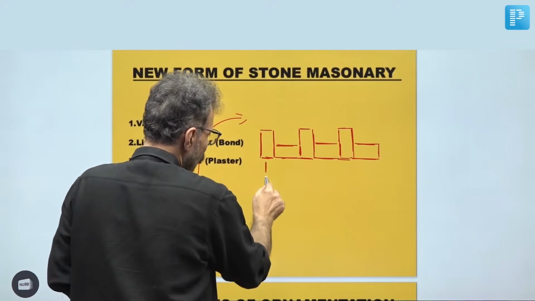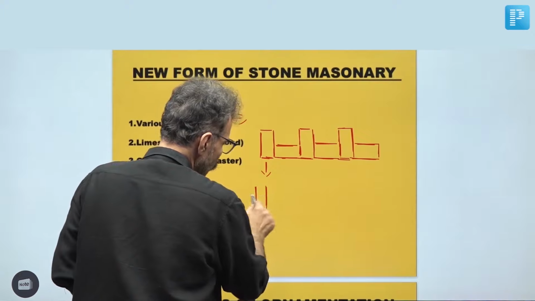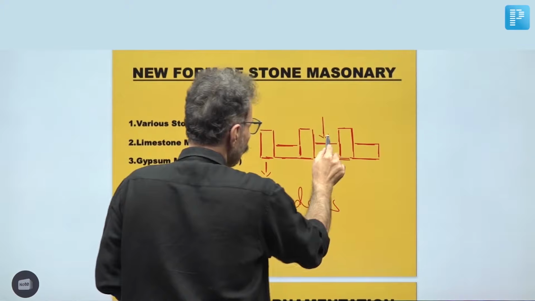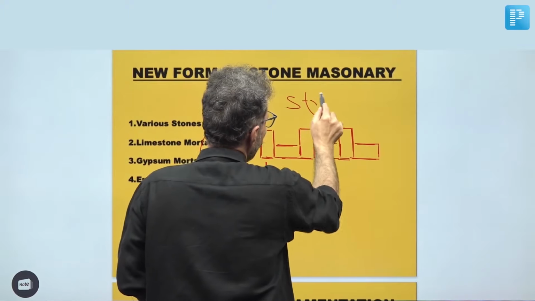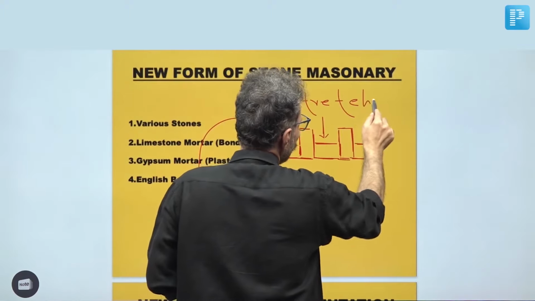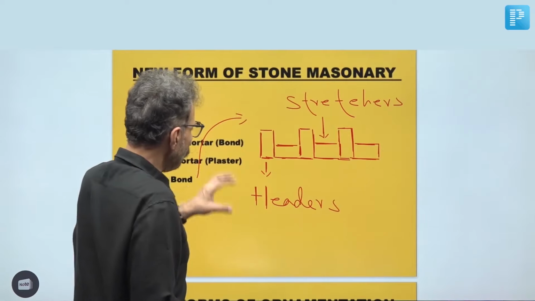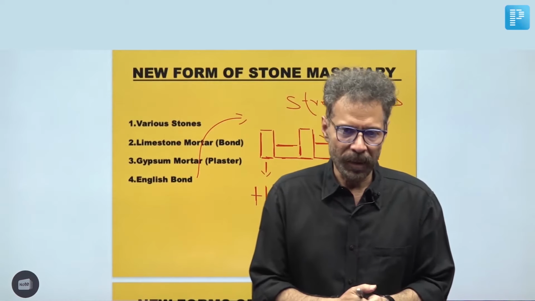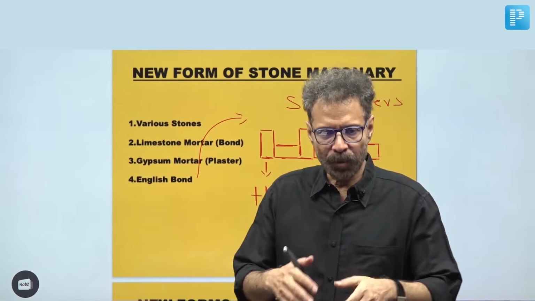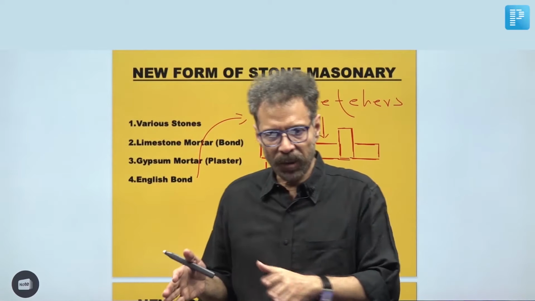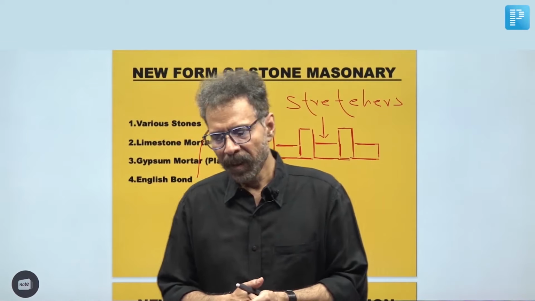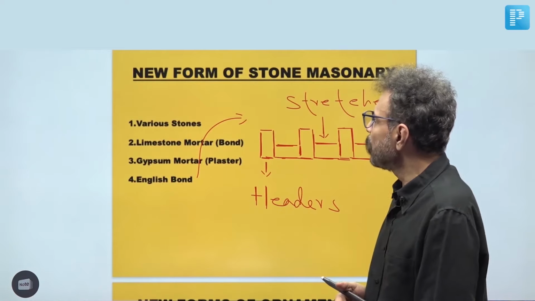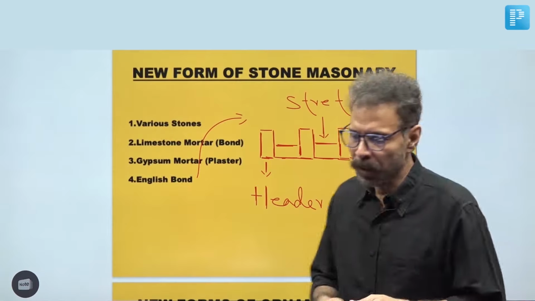This placement is known as headers, and this placement is known as stretches. So headers and stretches. This emerged under the Khaljis during Delhi Sultanate, and then this continued and became a common feature even in Mughal buildings later. So these are the 4 points related to new form of stone masonry, an important aspect of Indo-Islamic architecture.